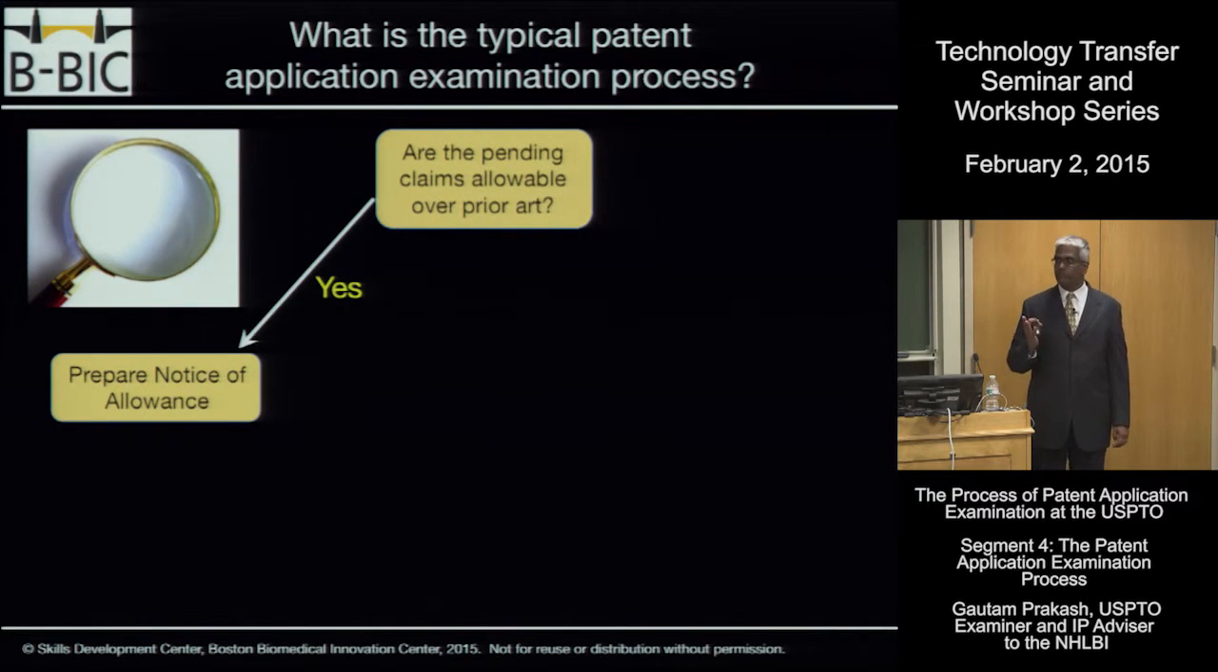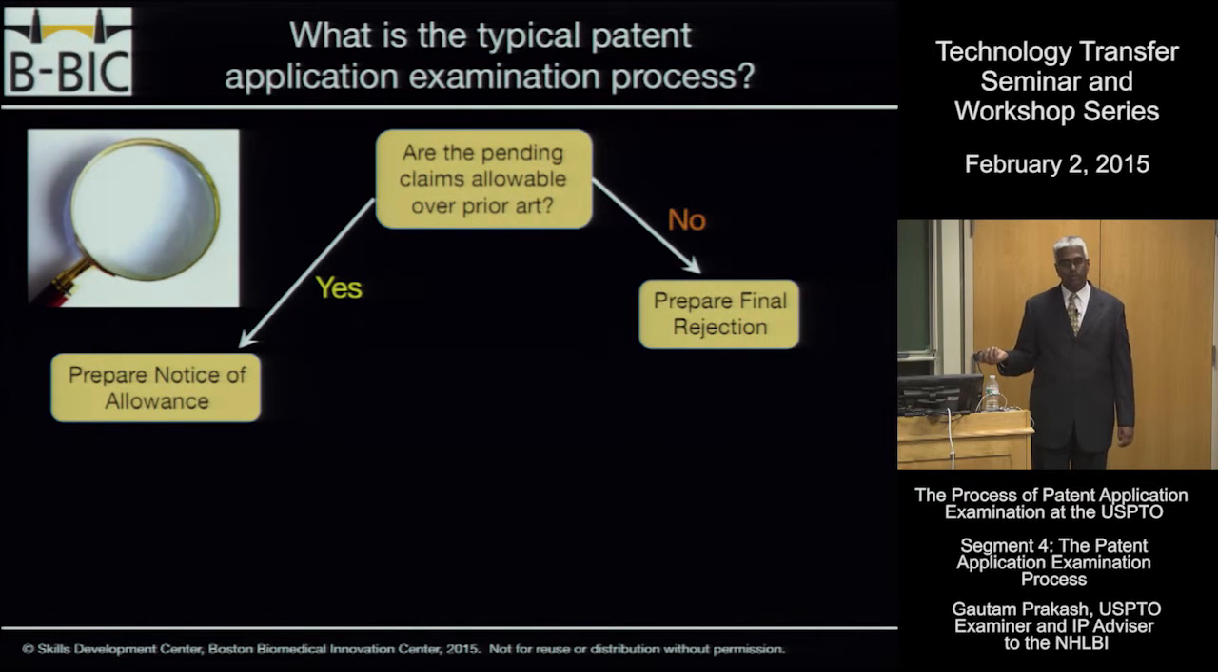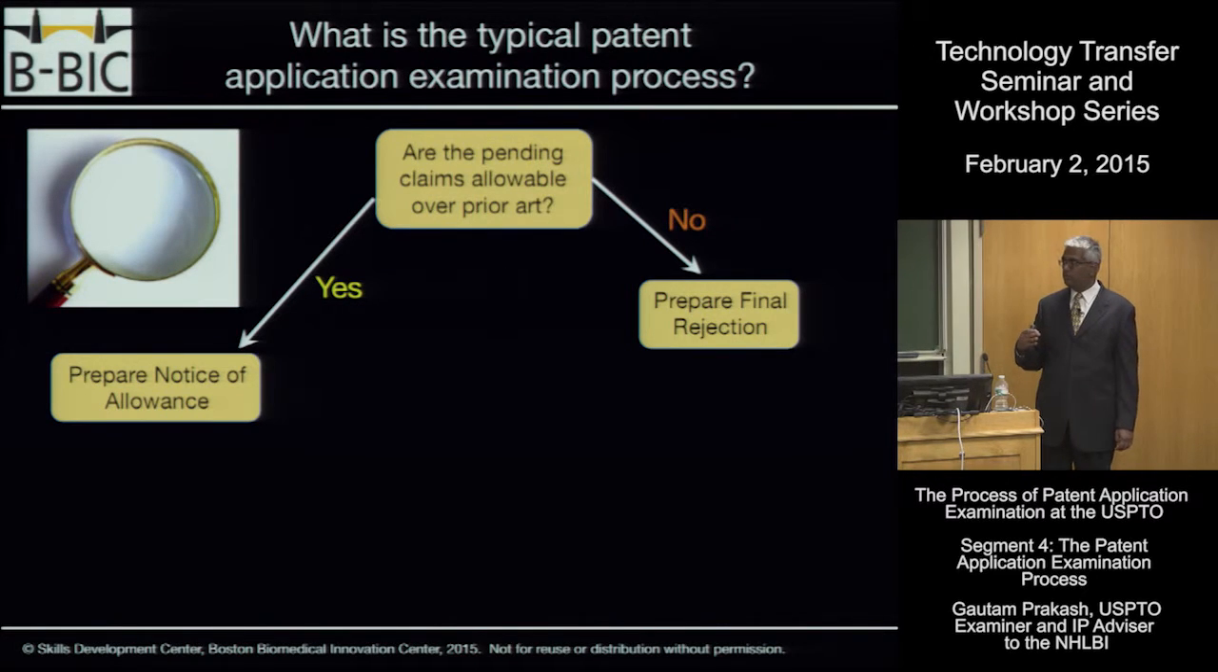Great, if they are, no problem. I'll issue a notice of allowance, you pay the issue fee, you get your patent, off you go. What if they're not? That's when I prepare something known as a final rejection. Now, it's final in that it restricts your options, because the patent officer's goal is to get through the examination in as expeditious a manner as possible.